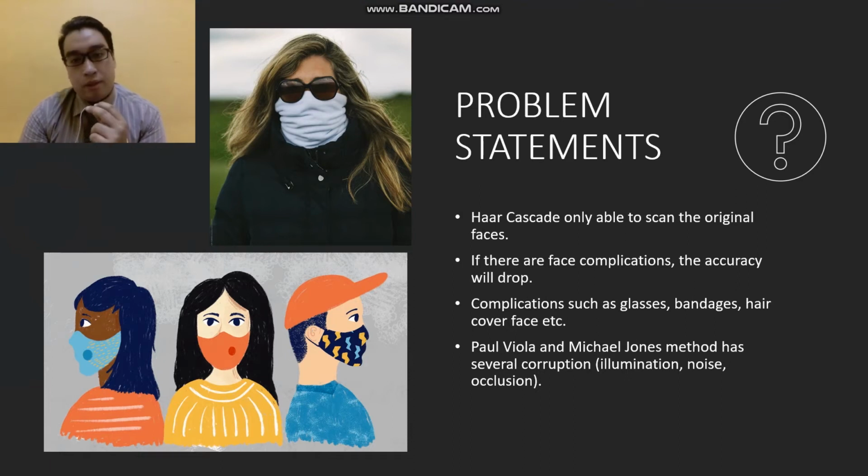The problem statement: the Haar cascade can only scan original faces. If there are face complications, such as a mask covering half of your face, or you wear glasses or even sunglasses, the face recognition accuracy will drop. Besides that, the Haar cascade proposed by Paul Viola and Michael Jones has several corruptions such as illumination, noise, and occlusion.